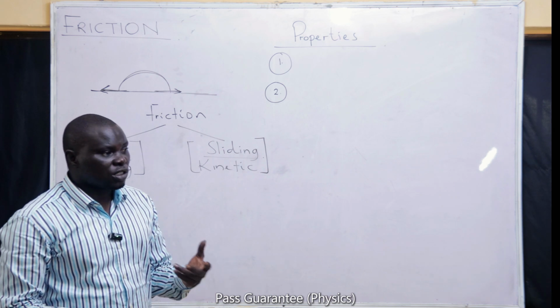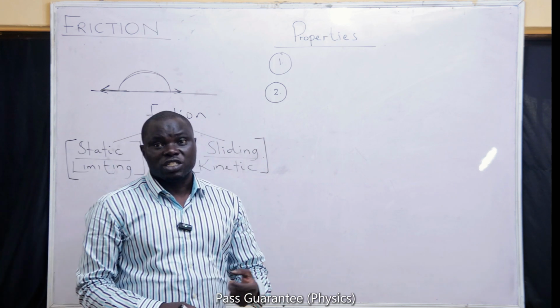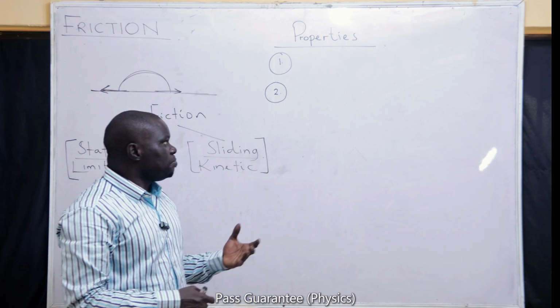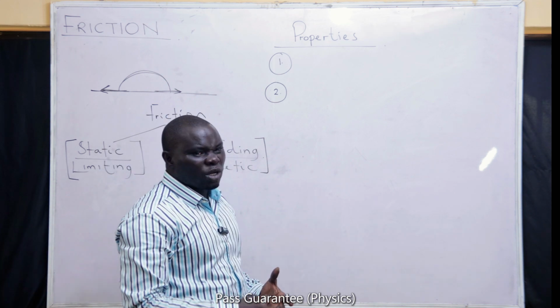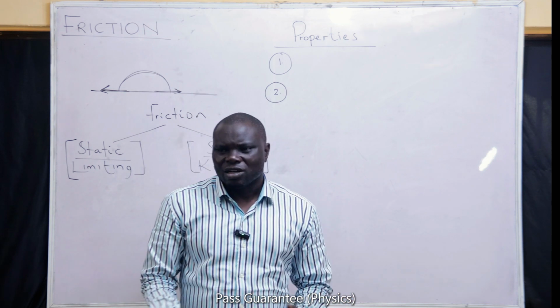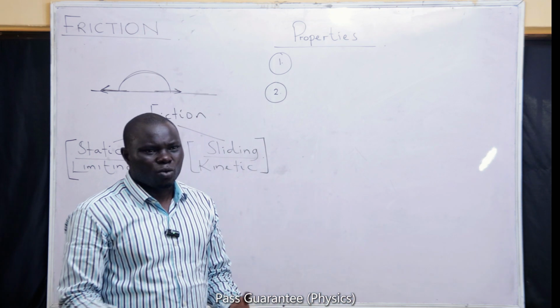So anytime you are solving a question on friction and you are told that the surface is smooth, just take the friction to be zero. The friction on the surface depends on the property of the surface. It depends on properties such as dryness, roughness, smoothness, wetness.